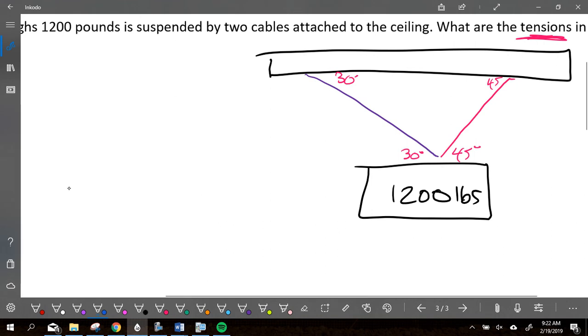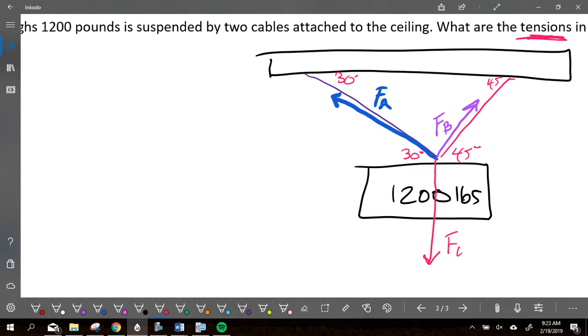You've got one force that is trying to pull that box that way because it's being attached to the ceiling. It's pulling it that way. I'm going to call that force A. You've got another that is going to pull this thing this way. I'm calling that force B. What's the third force on this box? Gravity. You've got another force that is taking this box and pulling it down. Let's call that force C.